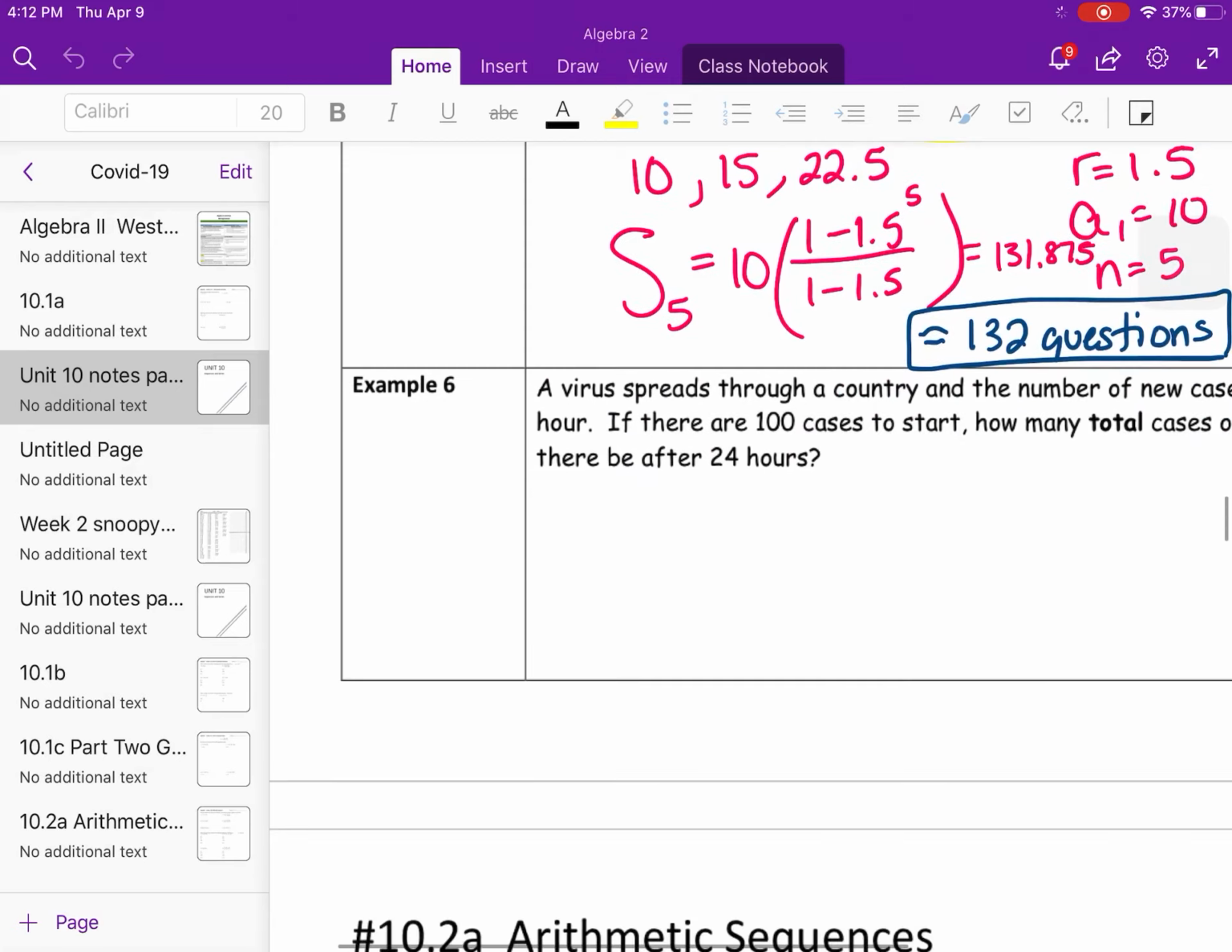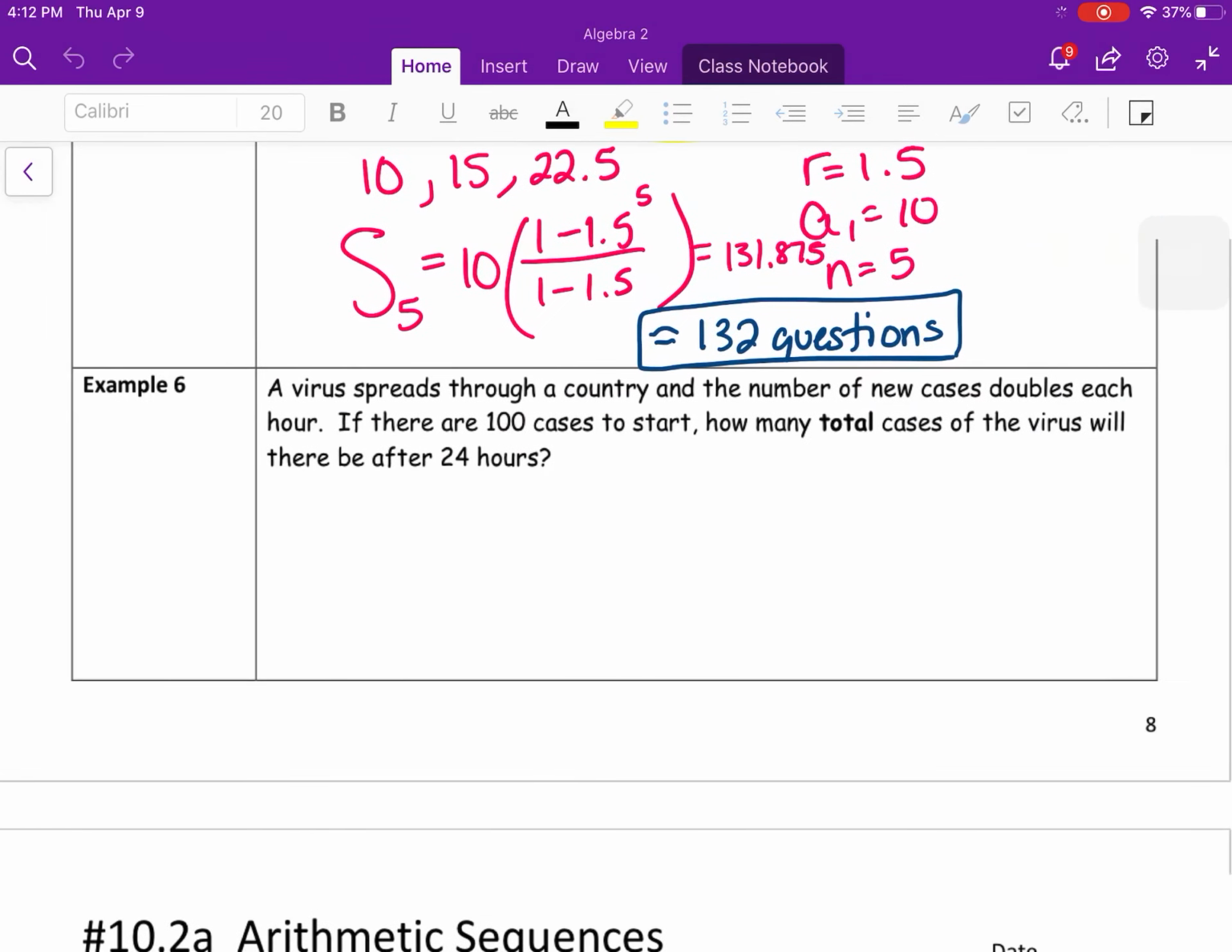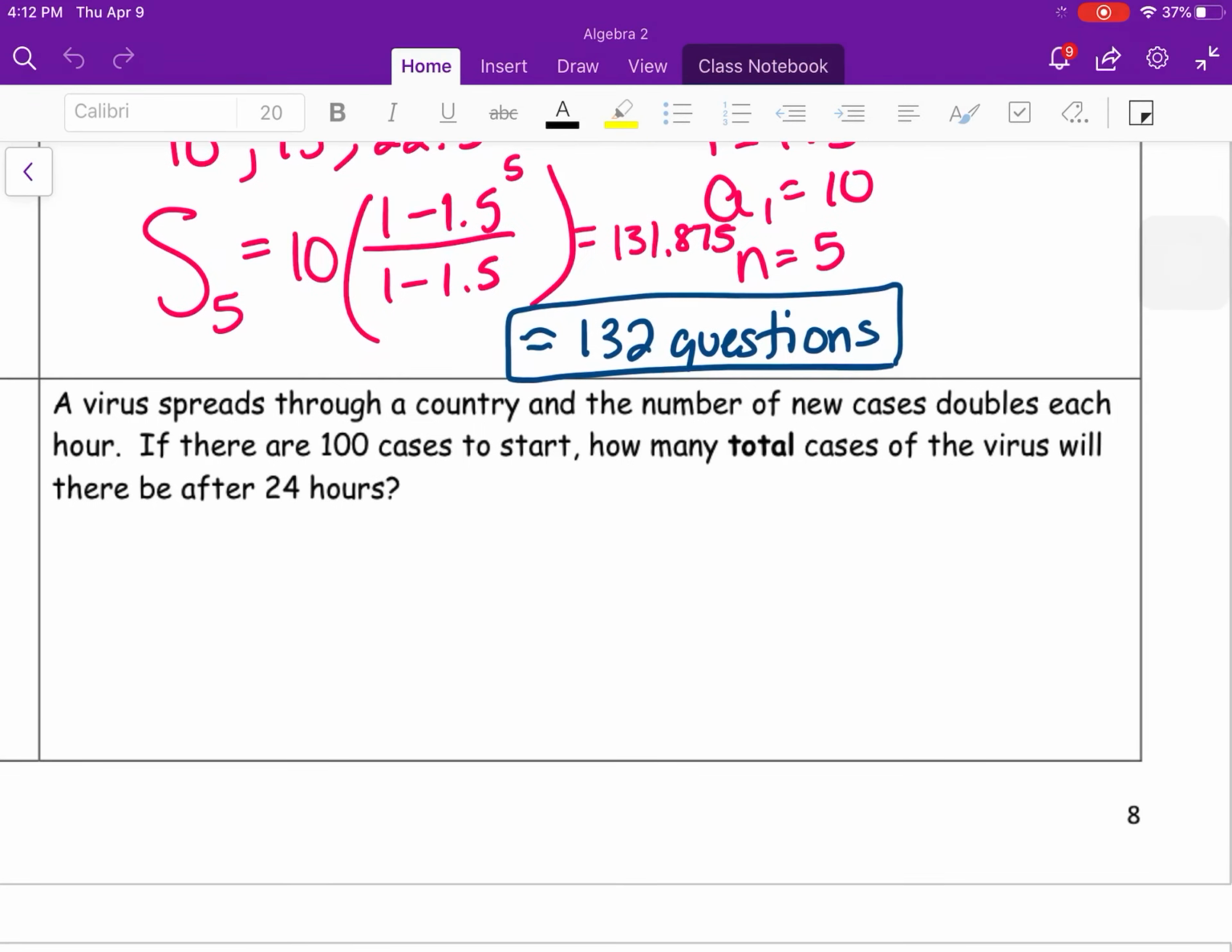I don't know why my OneNote crashes like that. Okay, the next one I think is interesting. I changed it from last year to kind of match what we are dealing with in our present time. So a virus that spreads through the country, and the number of new cases doubles each hour. There are 100 new cases to start. Are there 100 cases to start? How many total cases of the virus will there be after 24 hours?